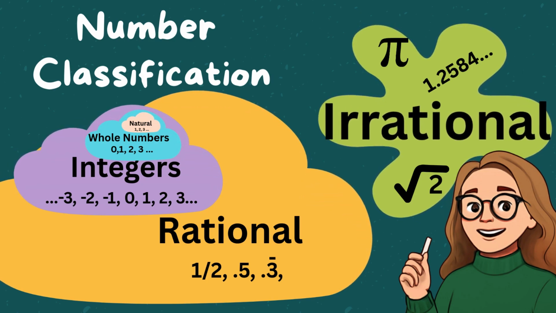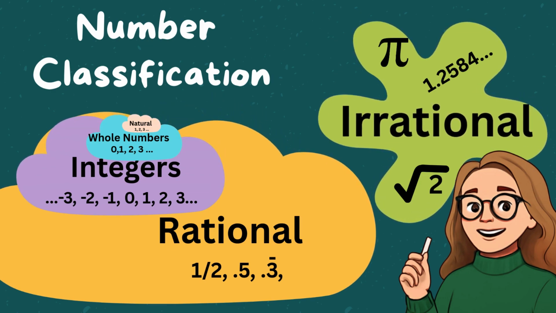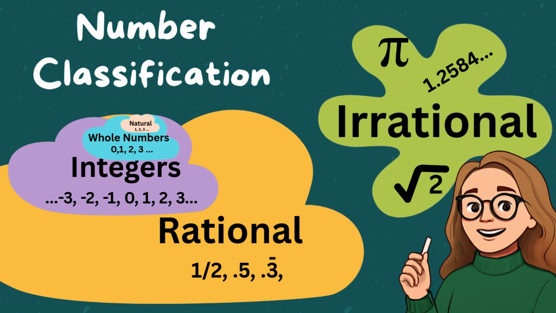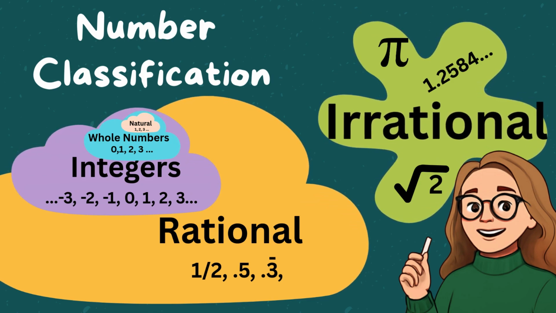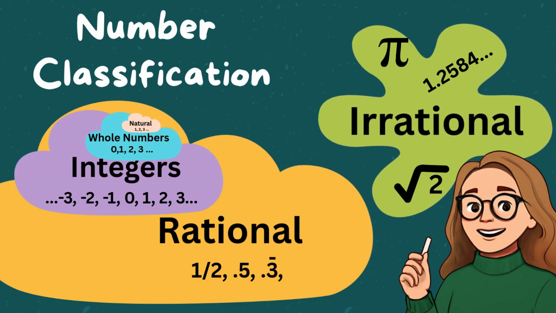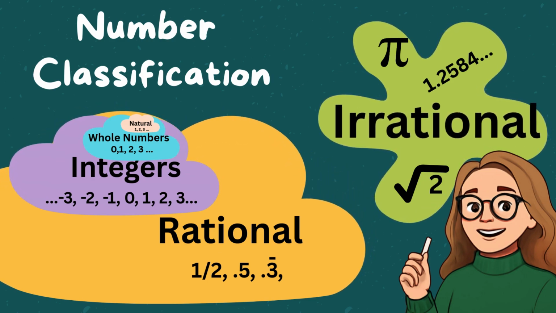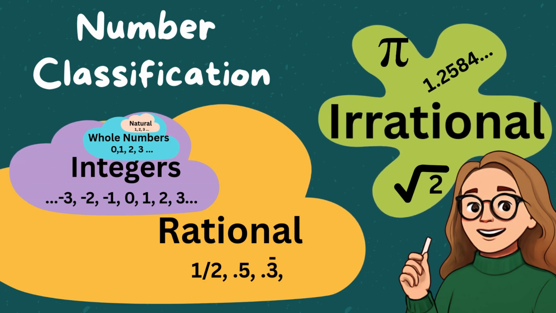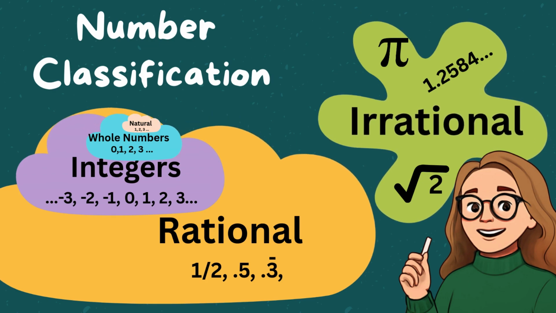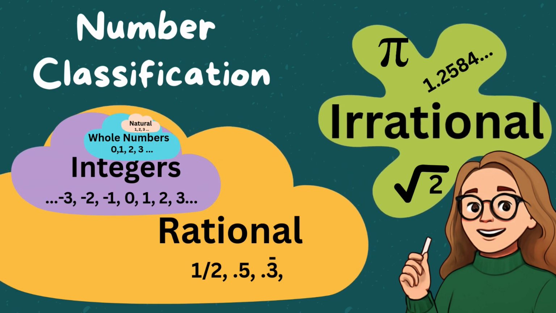So if it doesn't fit into one of your categories of natural counting numbers, whole numbers, which are natural and 0, integers, which are negative and positive whole numbers, and then your rational numbers, fractions, and decimals, anything outside of there is irrational when it comes to number classifications.